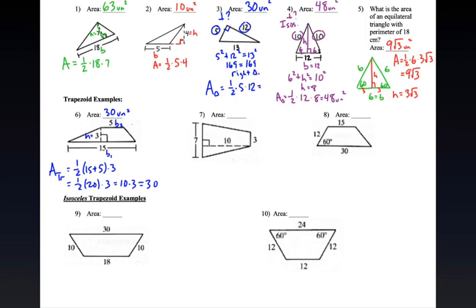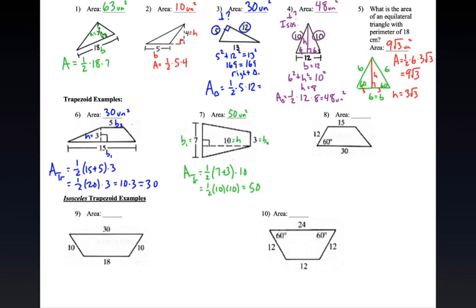1/2 times 15 plus 5 is 1/2 times 20, and then times the height, 3, is where that comes from. Number 7 is the same, it's just up on its side. The bases are 7 and 3. The height is the perpendicular connection of those bases, it's 10. So it's 1/2 times 7 plus 3 times 10. That's 1/2 of 10 times 10 becomes 50 units squared.